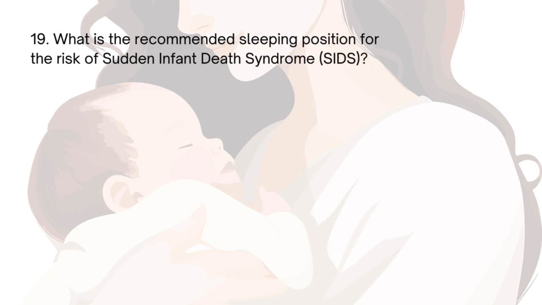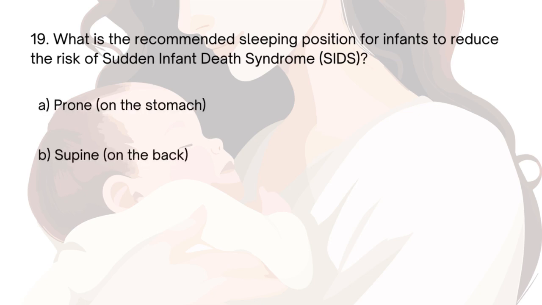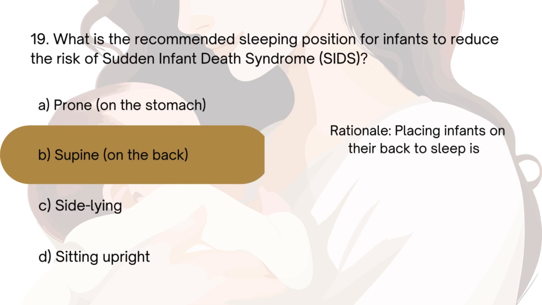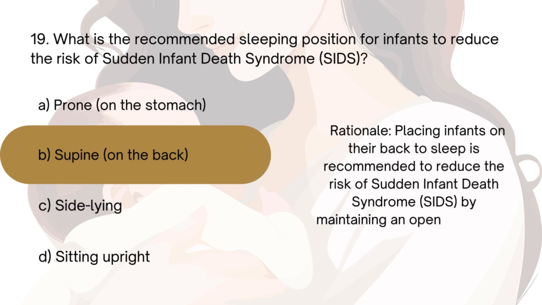19. What is the recommended sleeping position for infants to reduce the risk of sudden infant death syndrome, SIDS? A. Prone, on the stomach. B. Supine, on the back. C. Side lying. D. Sitting upright. Rationale: placing infants on their back to sleep is recommended to reduce the risk of SIDS by maintaining an open airway and minimizing the risk of suffocation.